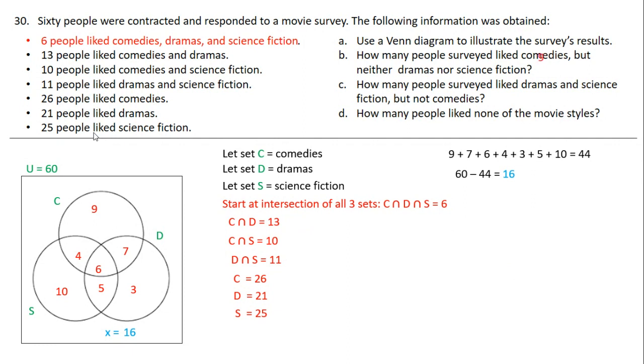I've got 3 more minutes, so let me go ahead and answer these really quickly. Just by looking at our picture, we can see that 9 people neither like dramas nor science fiction. Here, how many people like dramas and science fiction but not comedies? Just looking at our picture, that would be 3, 5, 10, which gives us 18. And the last one, how many people like none of the movie styles? That one's easy to see, which would be 16, right? Which is outside those circles.